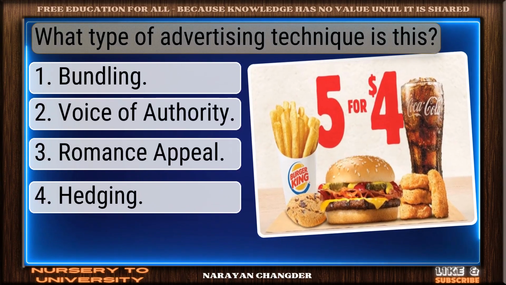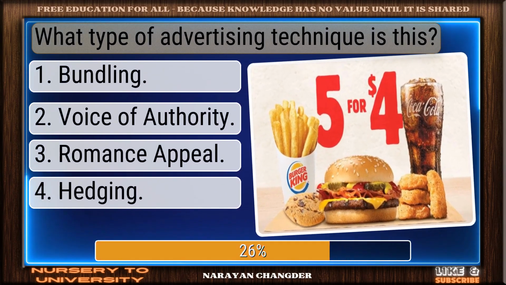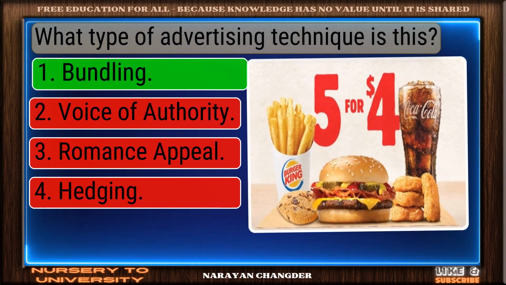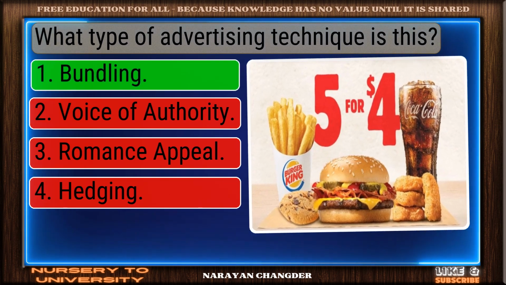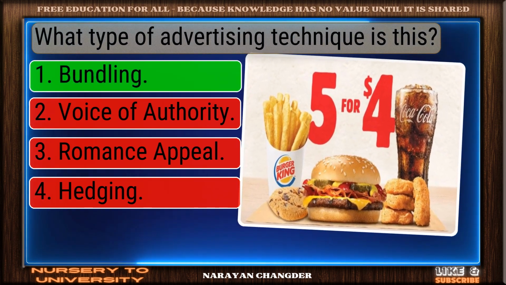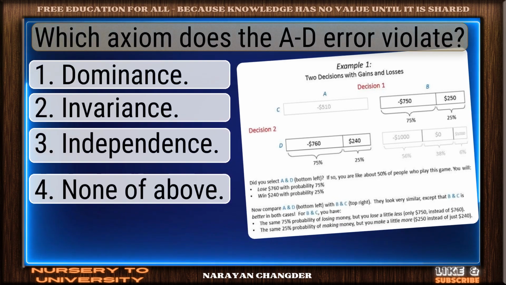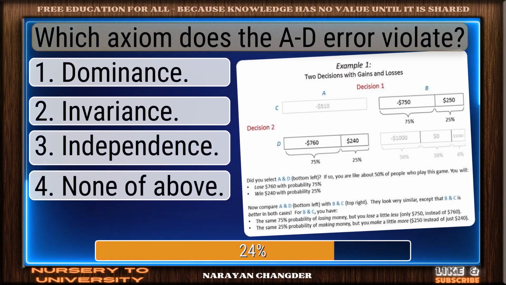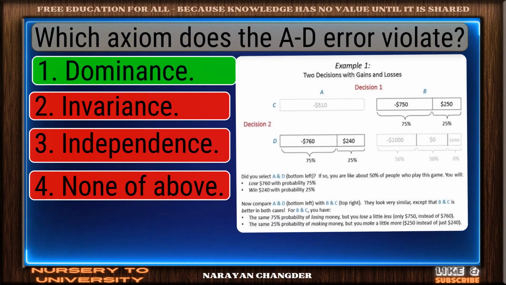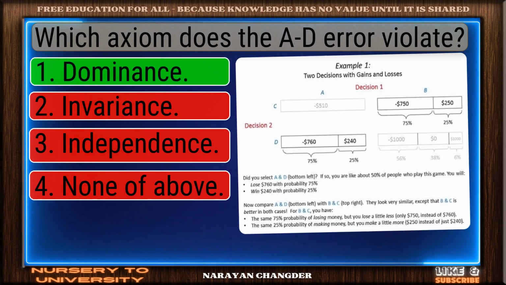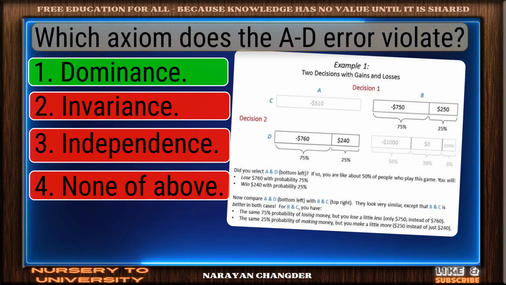What type of advertising technique is this? Exactly. Bundling makes sense, and it is the right choice. Which axiom does the AD error violate? You got it. Your choice, dominance, is right.